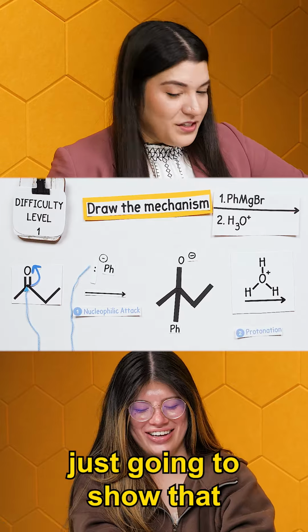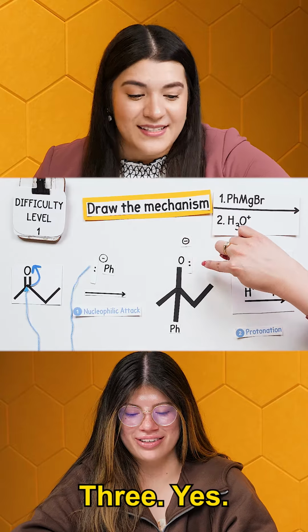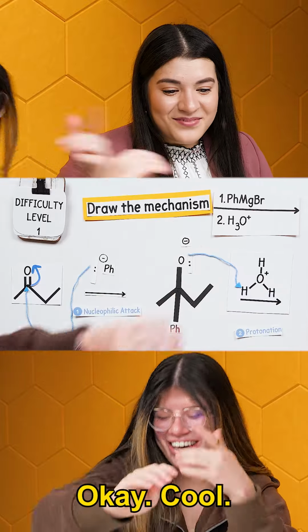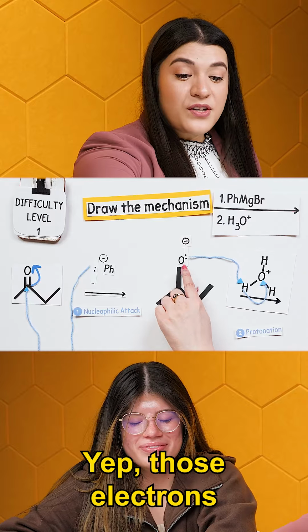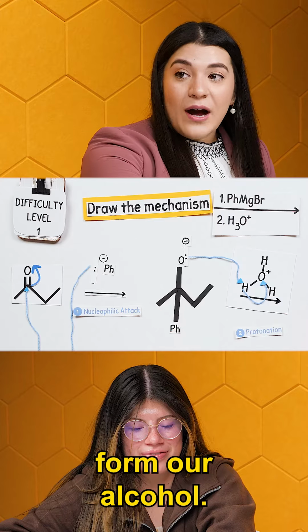And then I'm just going to show that there are lone pairs here. This has how many lone pairs in total? Three. Yes, but I'm just showing the one that's moving. There we go. And then keep going. There's one more thing. Those electrons are now going to take that hydrogen. That's how we're going to form our alcohol.